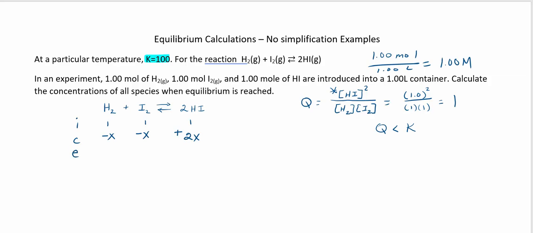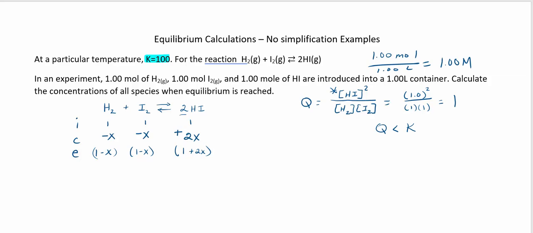So that at equilibrium, the concentration of my hydrogen gas is 1 minus X. The concentration of my iodine is 1 minus X. And then the concentration of my product then is 1 plus 2X. And remember, we add that 2X because of the 2, the coefficient there in the balanced chemical equation.